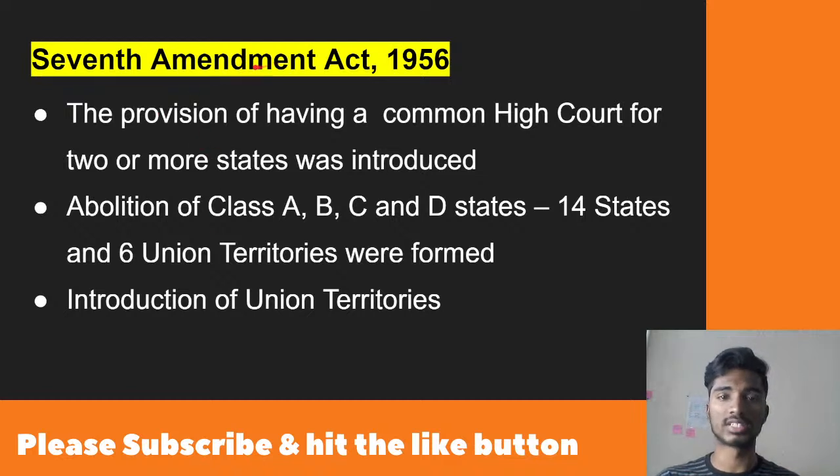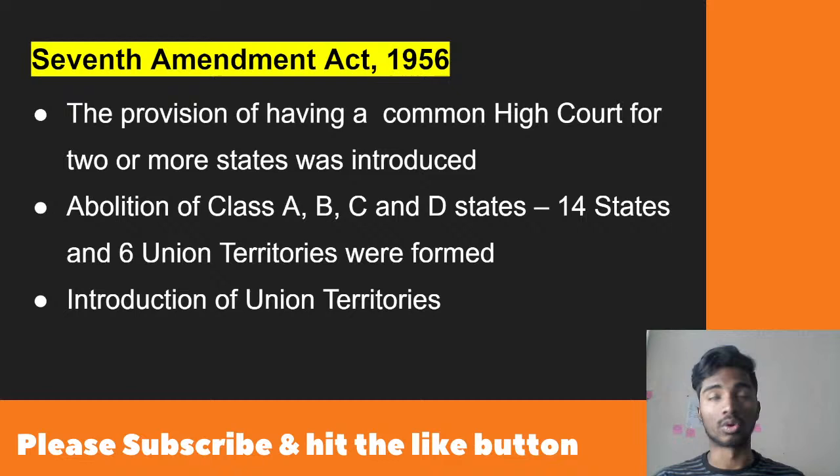Second important one is the Seventh Amendment Act of 1956, a very important amendment. And this provision of having a common high court for two or more states was introduced. We know that Punjab and Haryana has a common high court, and a lot of other states, northeastern states, are also having a common high court. This provision was added by the Seventh Amendment Act of 1956.